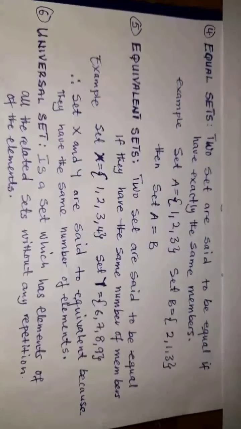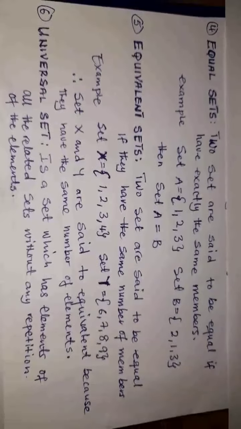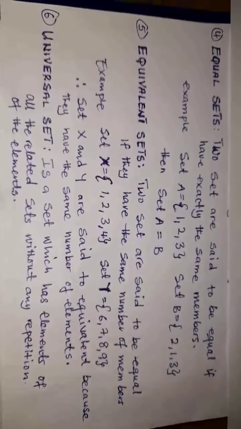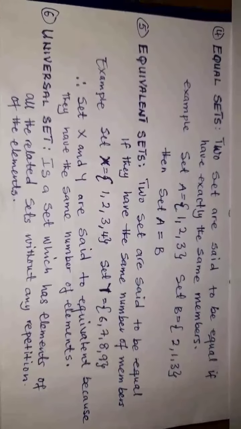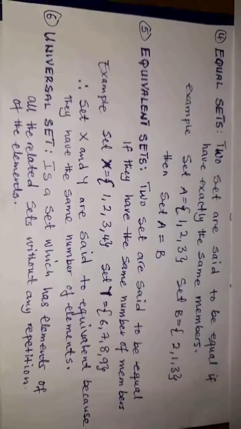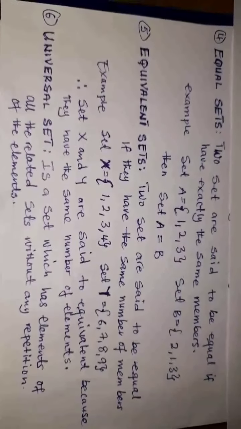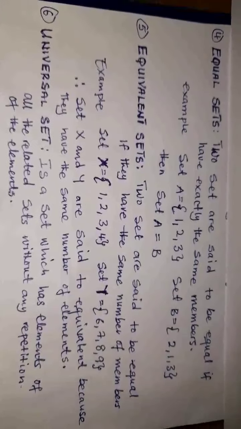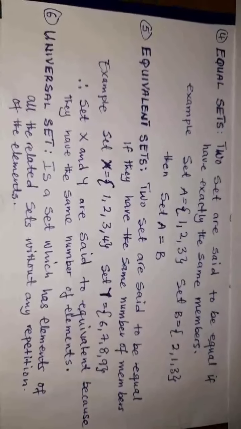It says equal sets: two sets are said to be equal if they have the same members. If they have the same members, it is referred to as an equal set. Example, set A we have 1, 2, 3 as their members. Set B we have 2, 1, and 3. Looking at them, the members are the same. So therefore, we can say set A is equal to set B.